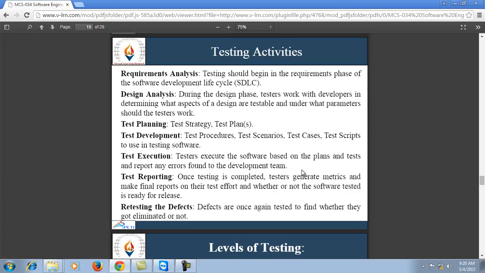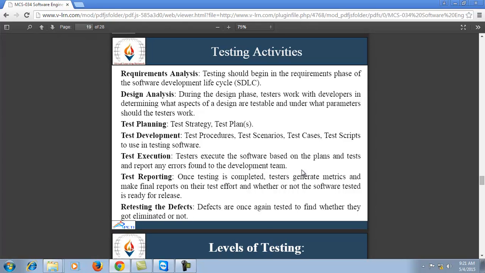Now, during the design phase, testers work with the developer. They have a discussion on different aspects of the design in terms of whether these designs are testable, under what conditions, and what the tester should do in that particular situation. So this design analysis involves a thorough discussion between the tester and developers.